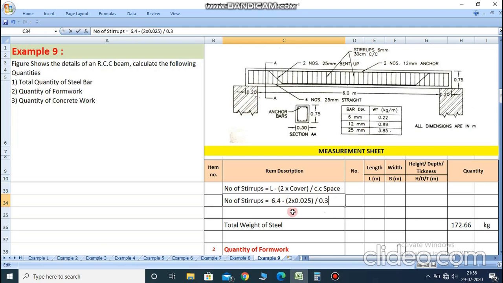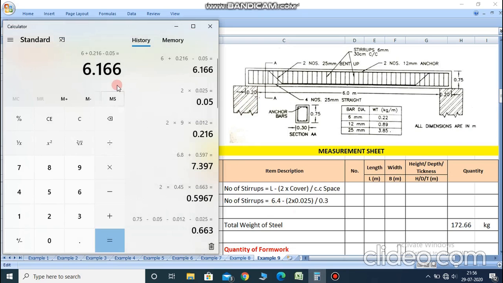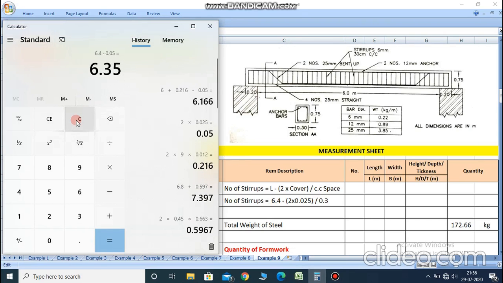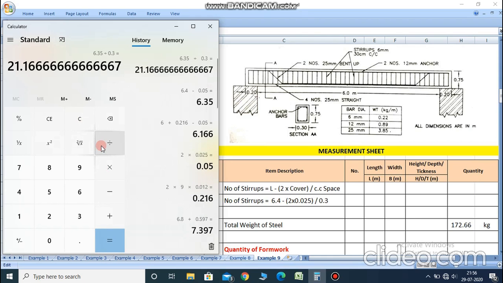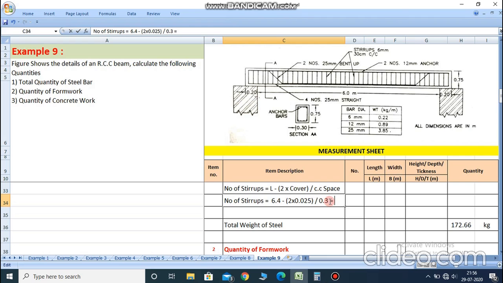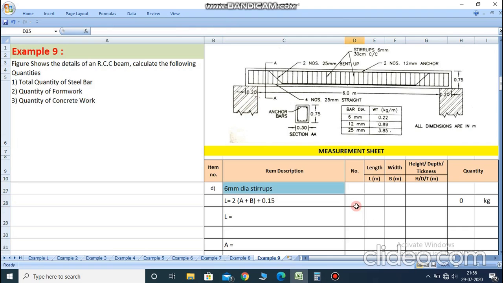So the number of stirrups is 6.4 minus 0.05. The answer we got is 6.35, divided by 0.3. The value we got is 21.16. Here we take a round figure. So the round figure we got is 22, so 22 stirrups are required. Here we write the number of stirrups, 22.